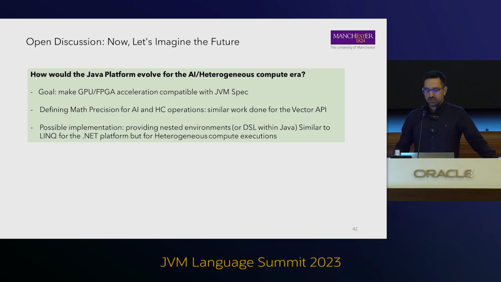I think you do something similar for the vector API, accommodating FMA operations. I think we might have something like that. One possible way to implement this is just something that comes to my mind. Again, this is open for discussion. I like the LINQ approach from Microsoft. Although it's for databases, there are some works that use those APIs for GPU compute.